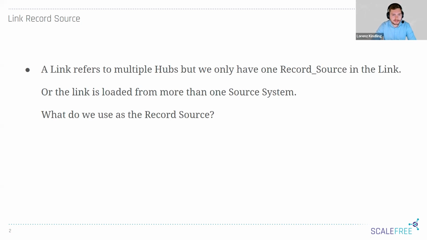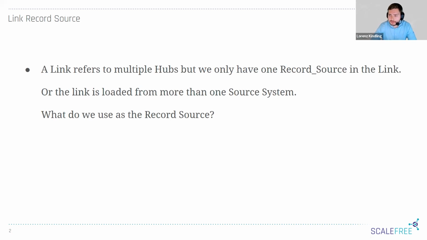So what do we use as a record source is the question. And in general, this is a viable solution. You can load the link from multiple source systems, and a link can for sure reference hubs with multiple source systems as well. Even a hub can be loaded from multiple source systems. Only in satellites we don't do that. In satellites there's a best practice that you split the satellites per source system. So there you normally don't have the case that a satellite is loaded from multiple source systems.